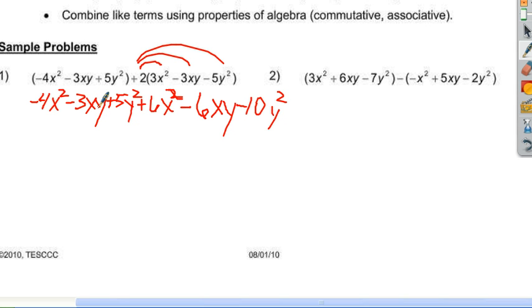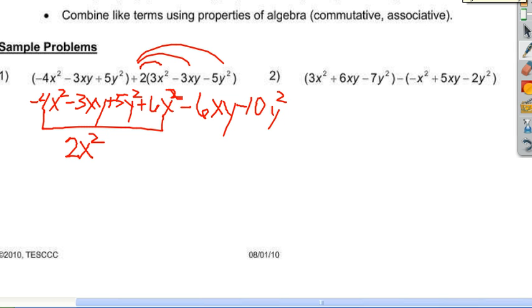So I've got an x squared here and an x squared here. Together those two would make negative 4 plus 6 is 2. Now be careful. When you add or subtract, you just deal with coefficients. Leave those exponents alone. So this is still just 2x squared.